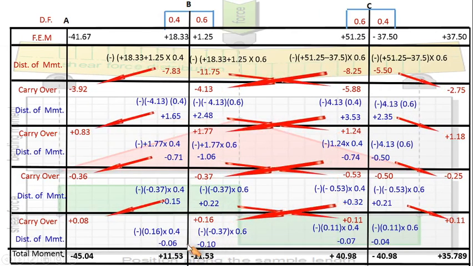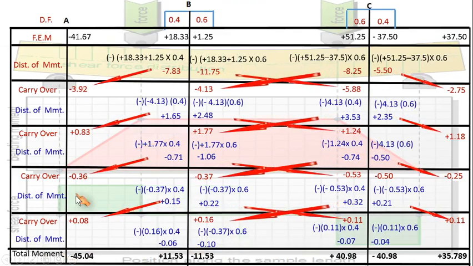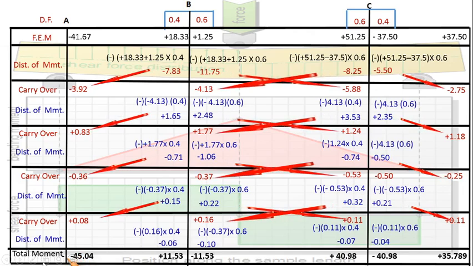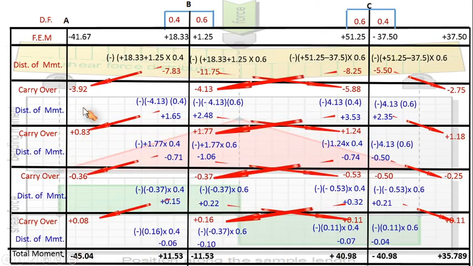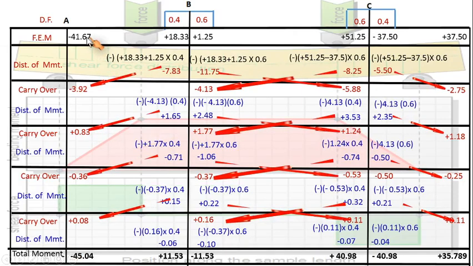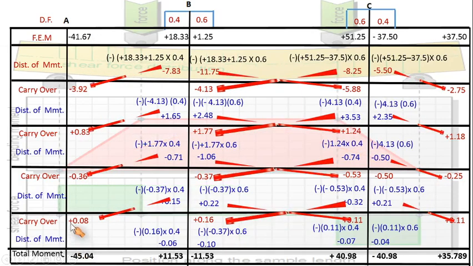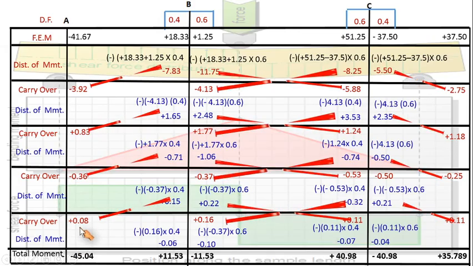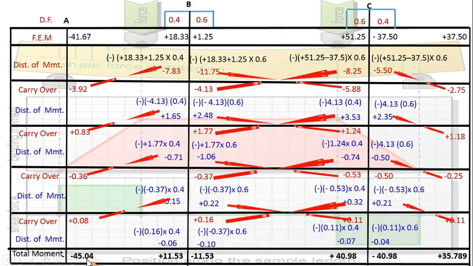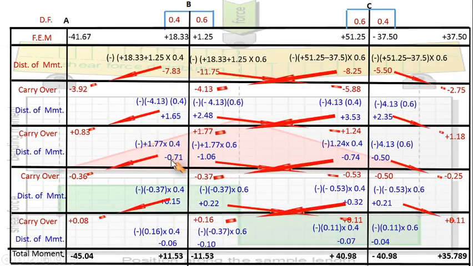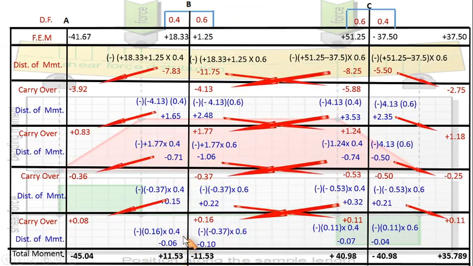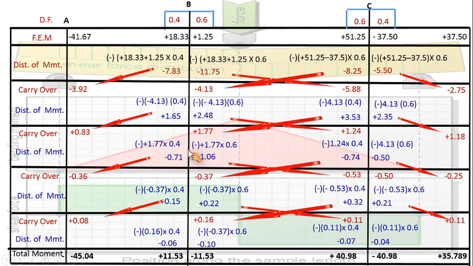So after understanding where to stop the iteration, now we have to do the summation of all the moments about that particular joint, which is called the total moment occurring about the joint. So if I do the algebraic summation of all these from the fixed moment till the last carryover moment, I got minus 45.04. Similarly here, fixed moment plus this value, this value, this value, this value, and this value, I got this particular 11.53.